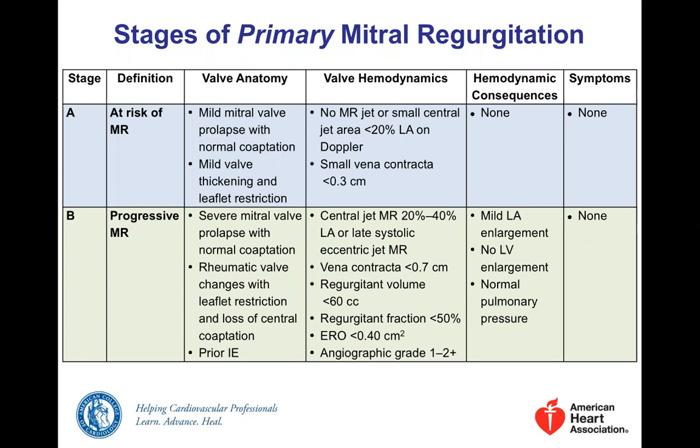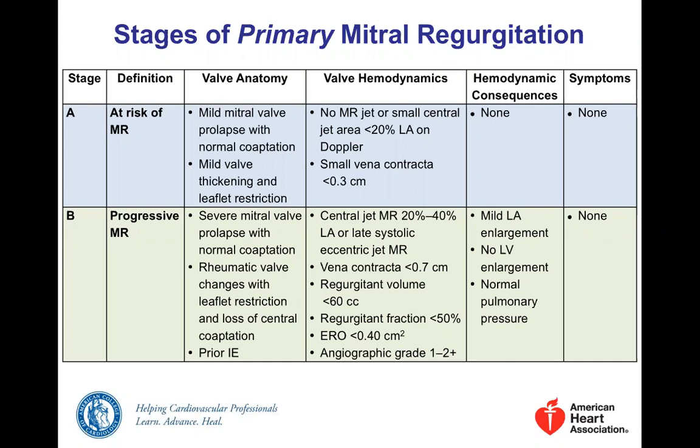And progressive mitral regurg, stage B, the valve anatomy will be severe mitral valve prolapse with normal coaptation. There would be rheumatic valve changes with leaflet restriction and loss of central coaptation or prior infective endocarditis. There would be a central jet mitral regurg 20 to 40% of the left atrium or late systolic eccentric jet MR. The vena contracta will be less than 0.7 centimeter.